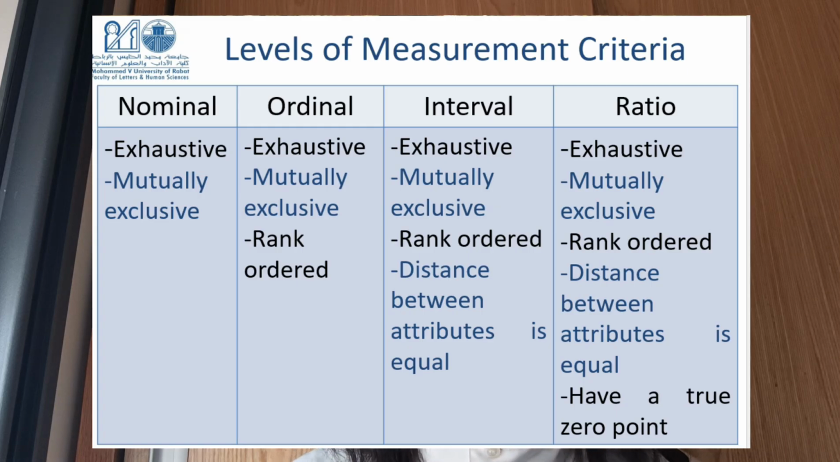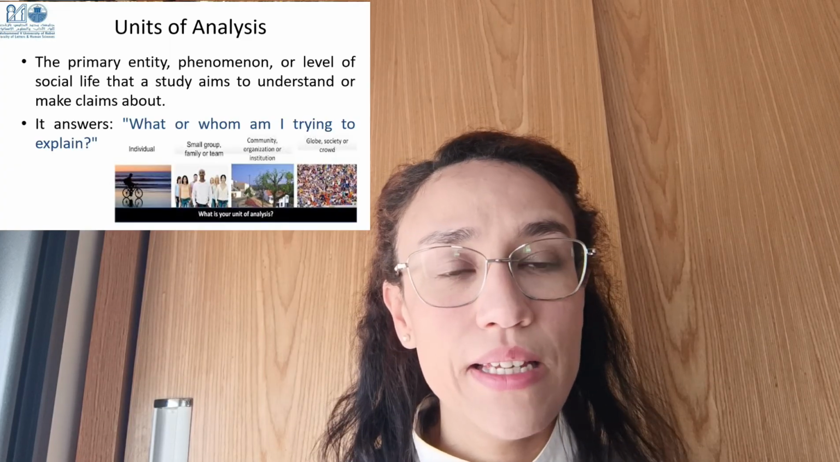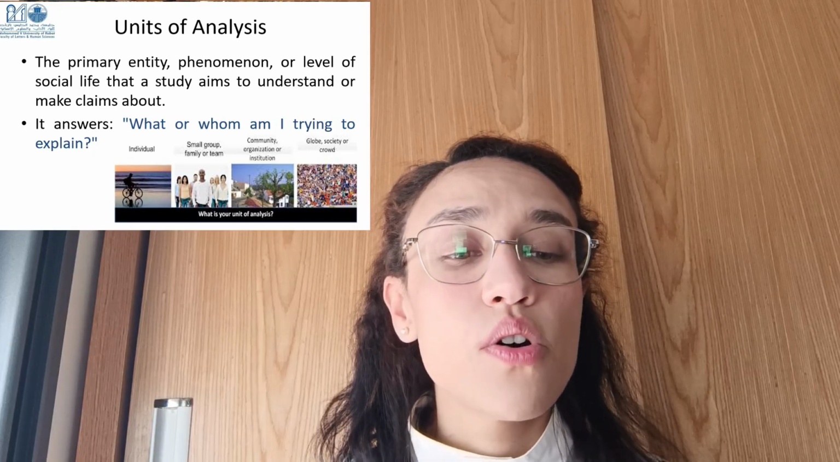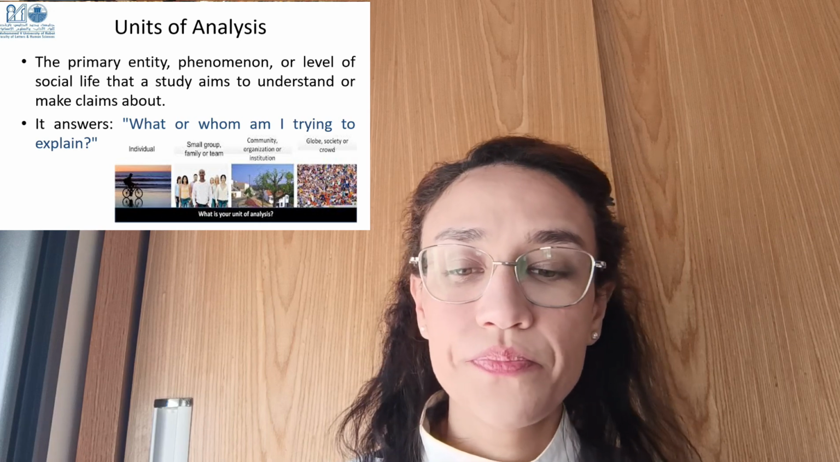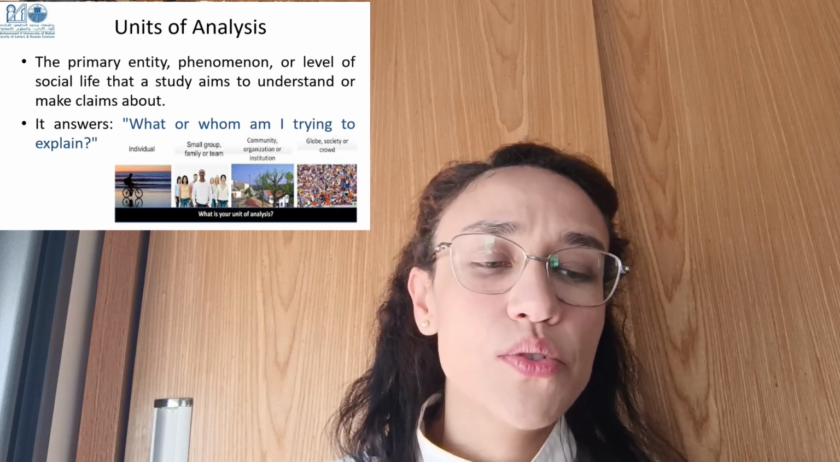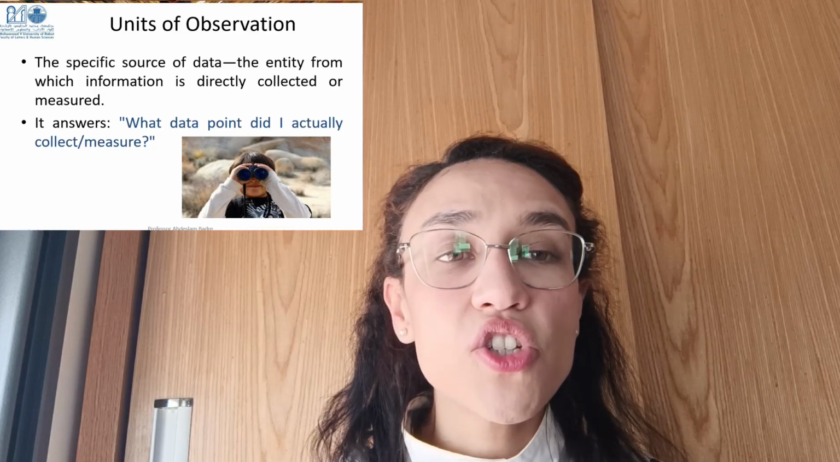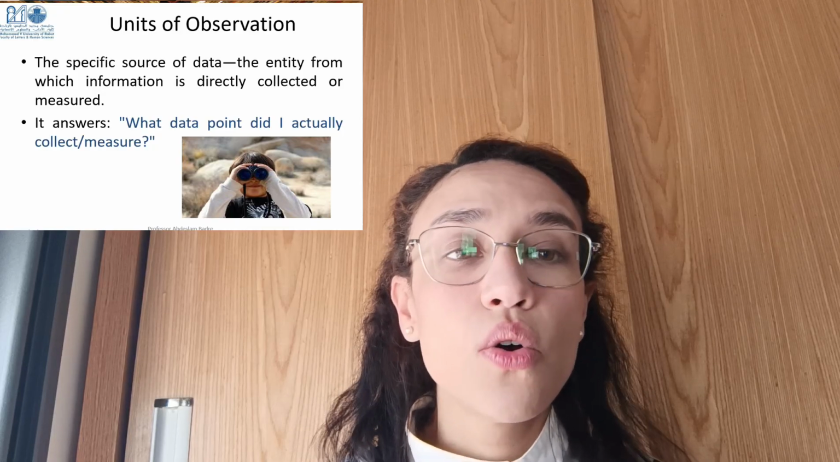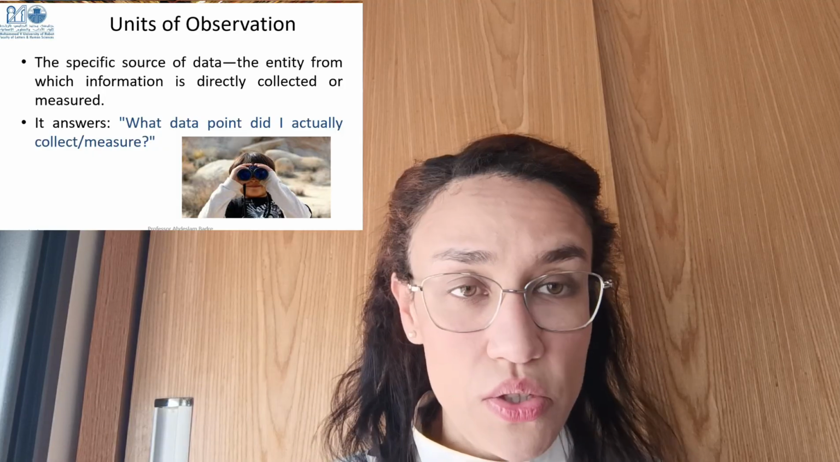Levels of moving to units of analysis and units of observation. So a unit of analysis is the primary entity, phenomenon, or level of social life that a study aims to understand or make claims about. It answers what or whom am I trying to explain. While a unit of observation is the specific source of data, the entity from which information is directly collected or measured. It answers what data points did I actually collect or measure.